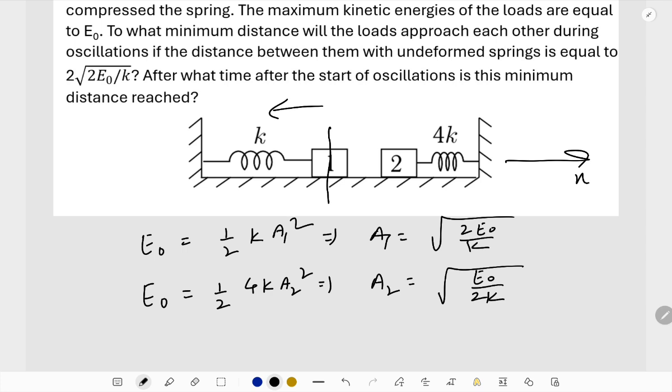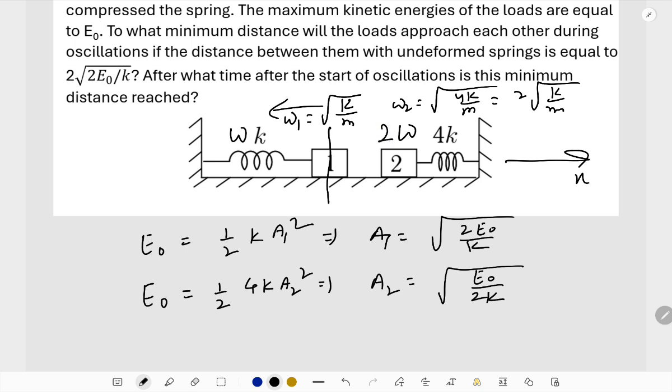Its angular frequency being omega equals under root K by M, and the angular frequency omega 2 equals under root 4K by M. That will be twice of under root K by M. That means if the first angular frequency is omega, then the second is 2 omega. So I got a few things.